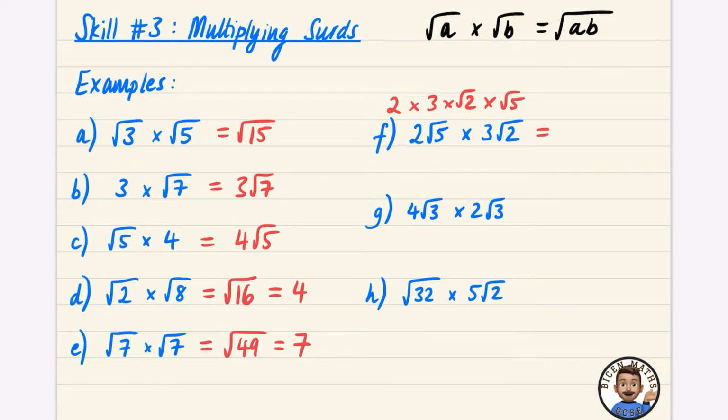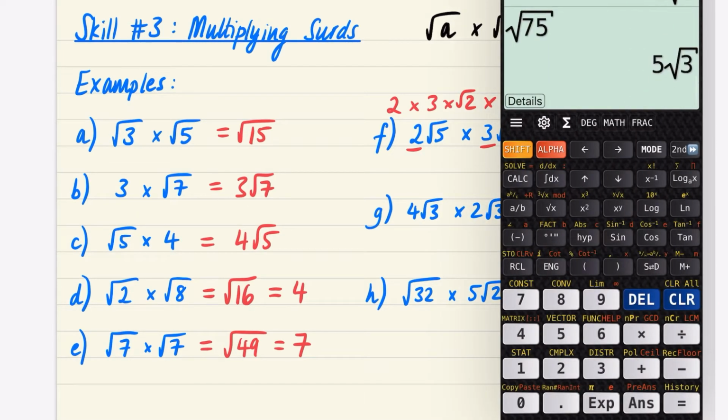So I would do the 2 times the 3, which is this beginning bit, is going to give me 6. And then I've got the square root of 2 times the square root of 5. Now you can only deal with the whole numbers together, and then the root numbers, the surds, separately. And the square root of 2 times the square root of 5 is the square root of 2 times 5, which is 10. So it's 6 root 10.